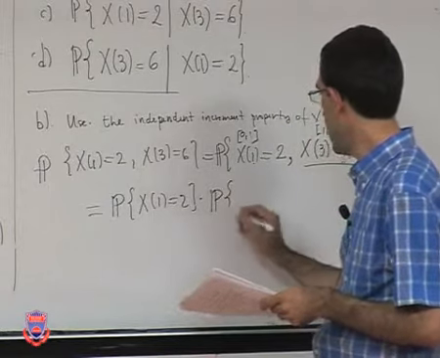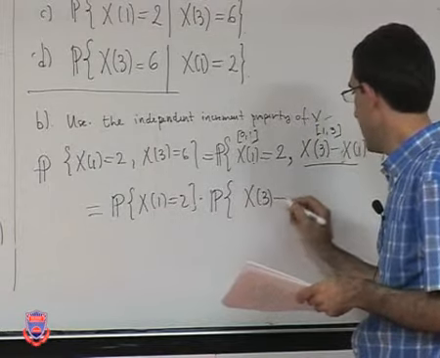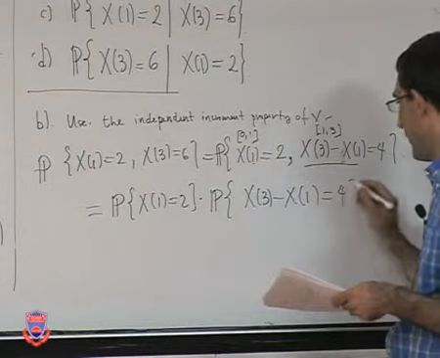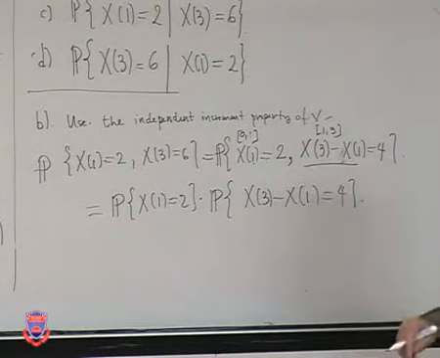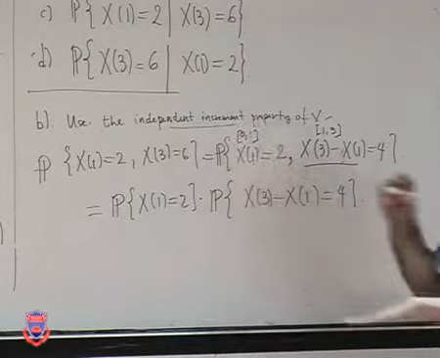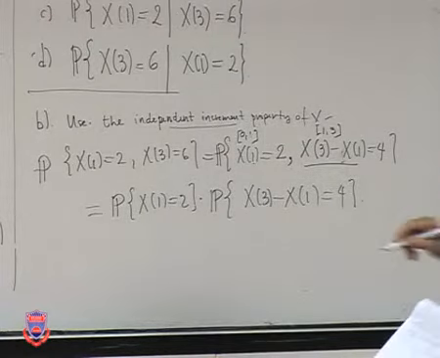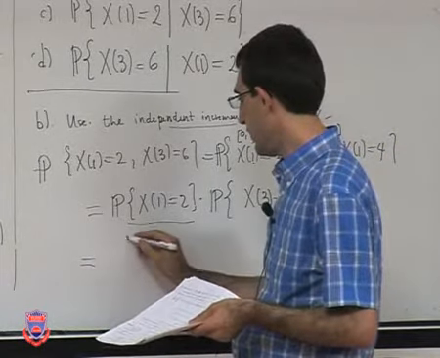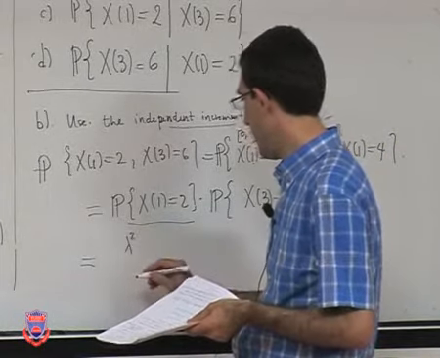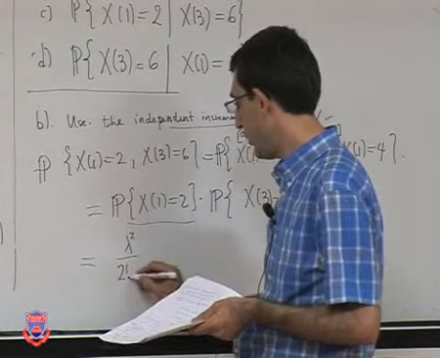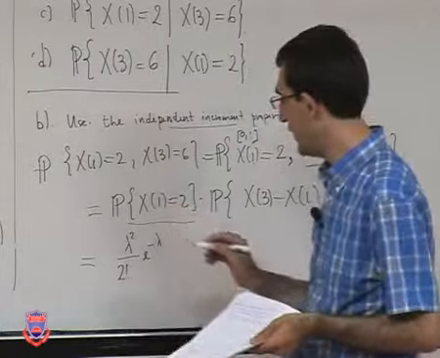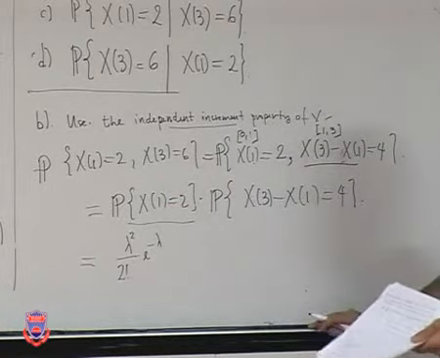Times the probability that the difference between X3 and X1 equals 4. Okay? There I use the independent increment property. Now I already know what this is. Let us write it again. So this is lambda to the power 2, divided by 2 factorial, times e to the minus lambda, because this is Poisson distribution with mean lambda.